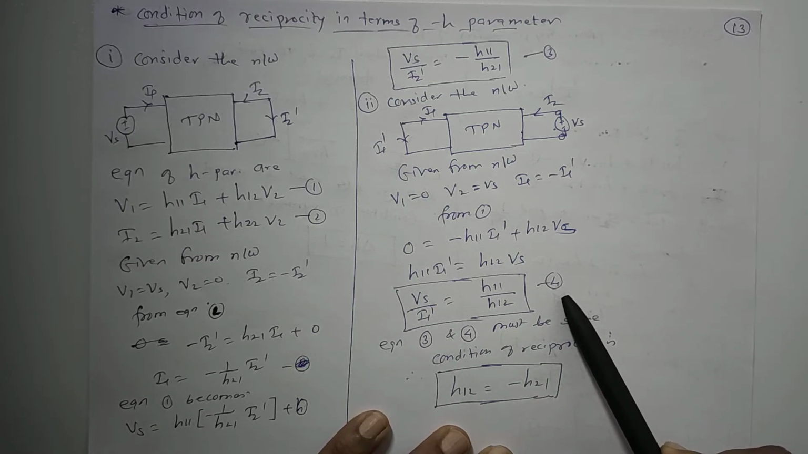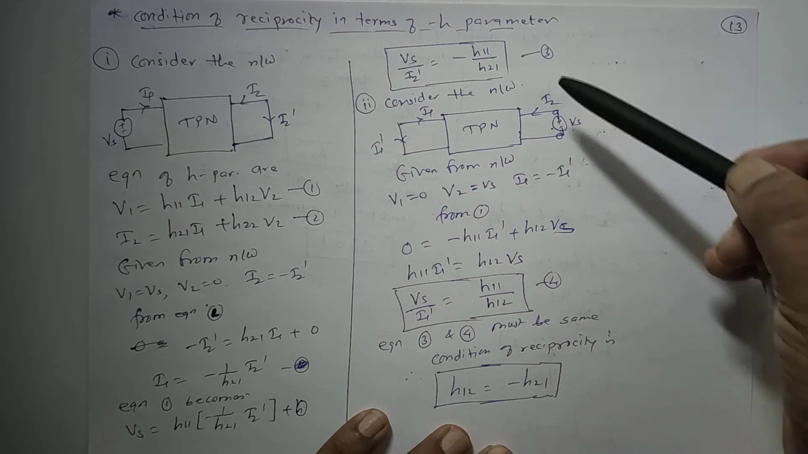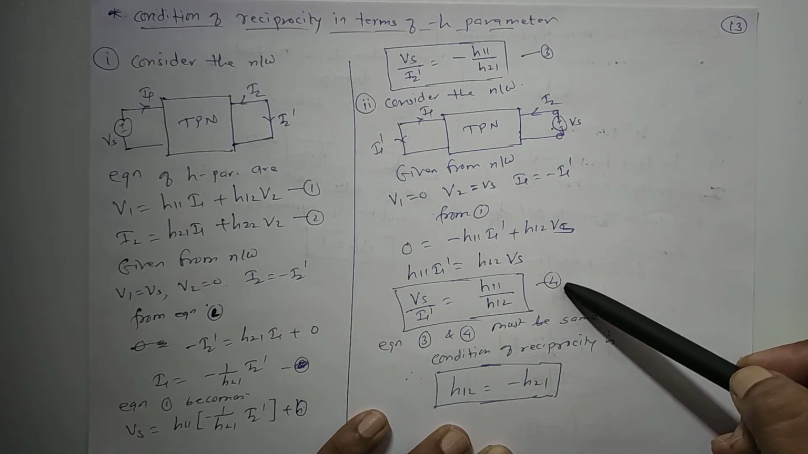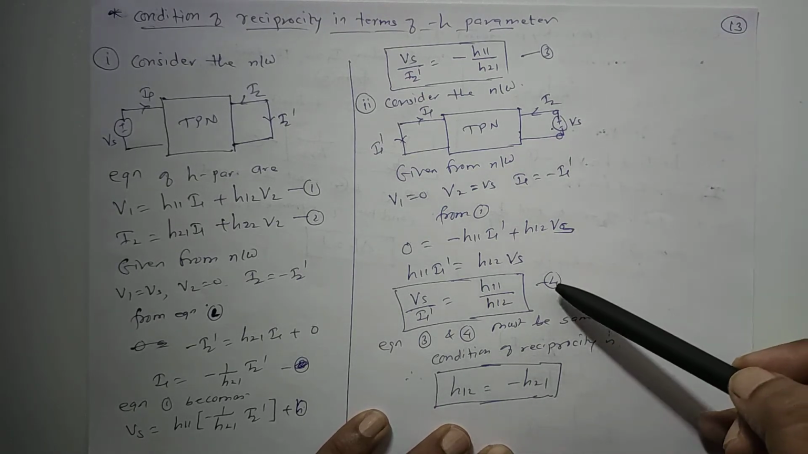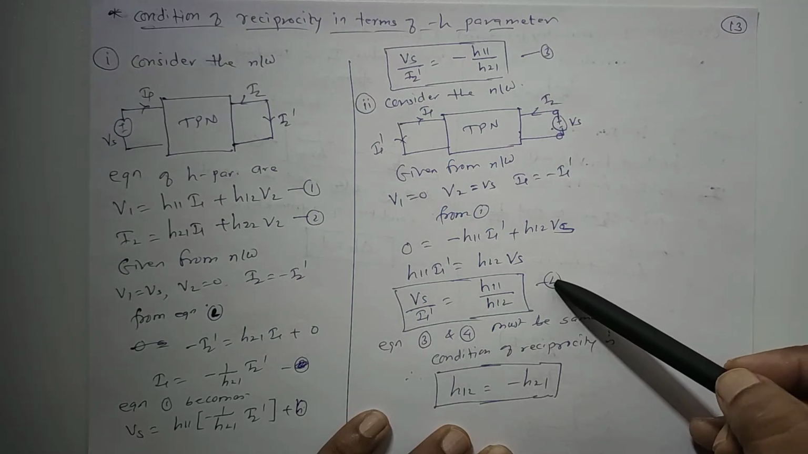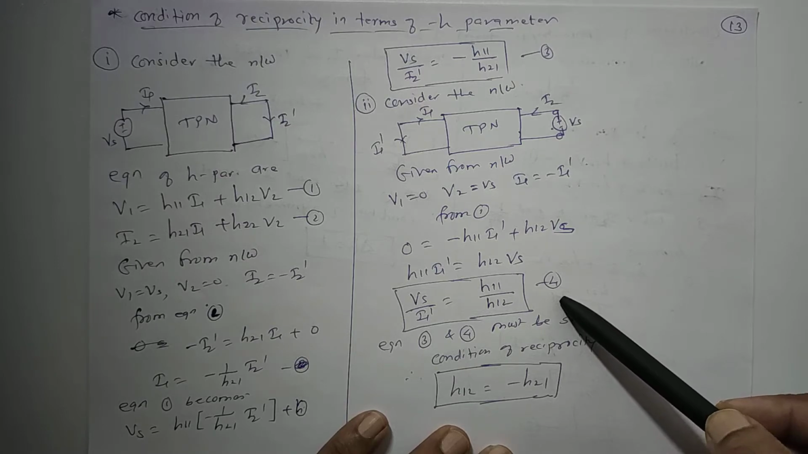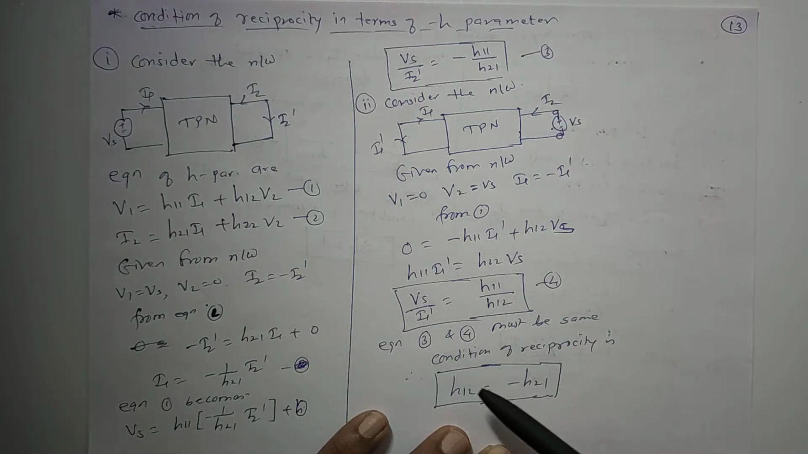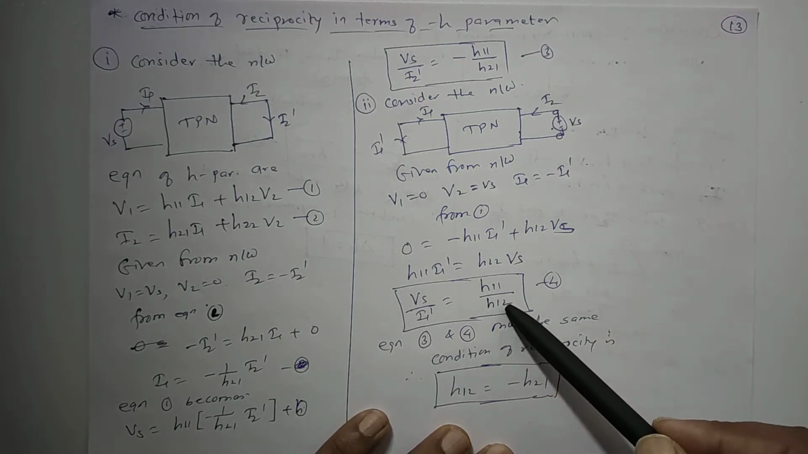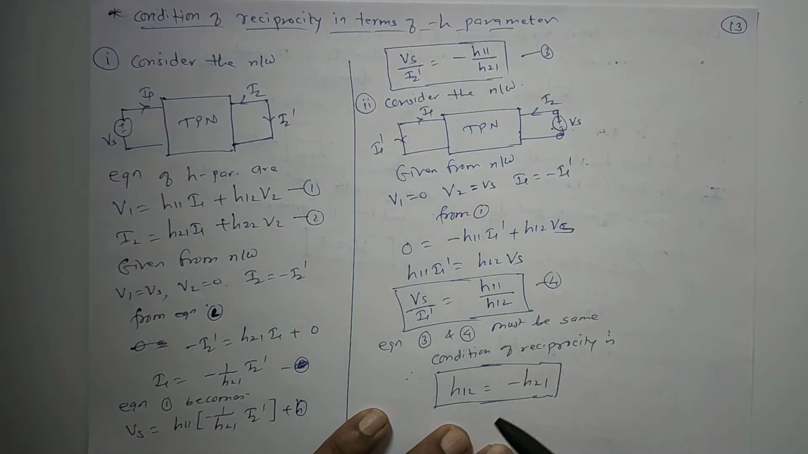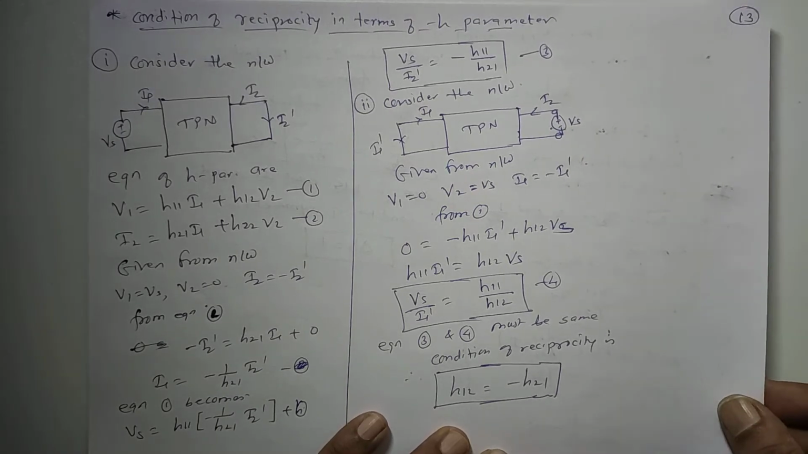Network is reciprocal only when these two, equations 3 and 4, are equal. The numerators of equations 3 and 4 are equal. So equations 3 and 4 are equal only when their denominators are equal. So the condition of reciprocity is H12 must be equal to minus H21. When H12 is equal to minus H21, any two-port network is said to be reciprocal. So this is the condition of reciprocity in terms of H parameter.